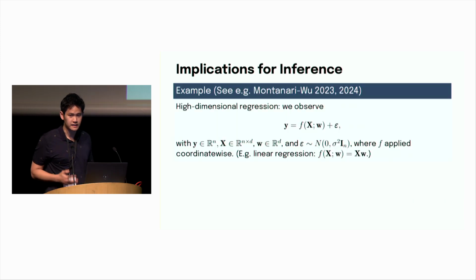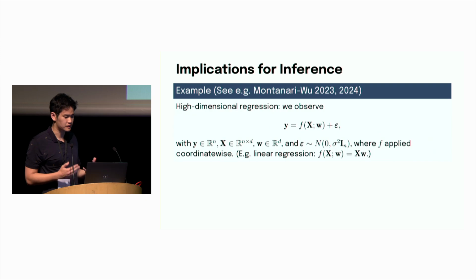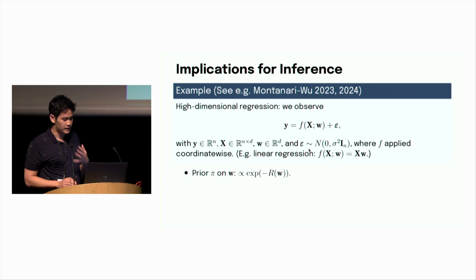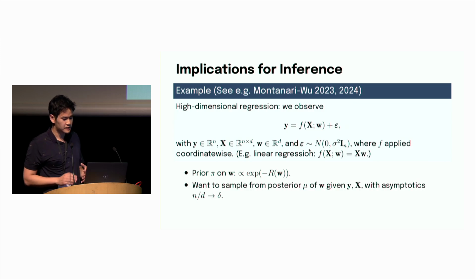So I said that the temperature setting here is relevant for inference, and here's why. Suppose we observe n data points y and a matrix x, in the setting of high-dimensional regression. Sampling in this setting was considered, for example, by recent work of Montanari and Wu. We have a prior pi on W, and we're interested in sampling from the posterior mu of W, given the data y and x, with asymptotics as n over d rows proportional to each other, to some constant.